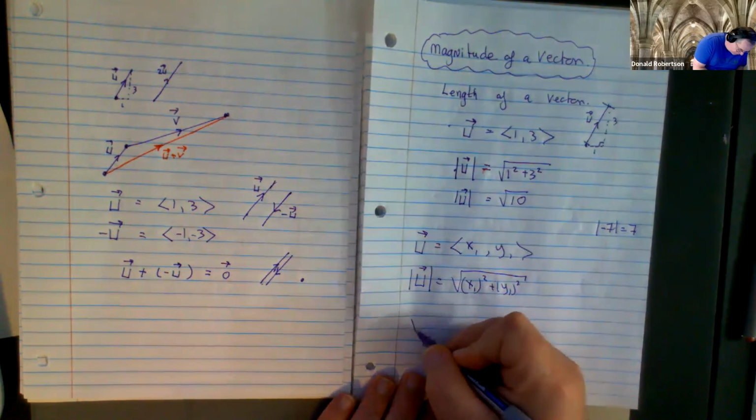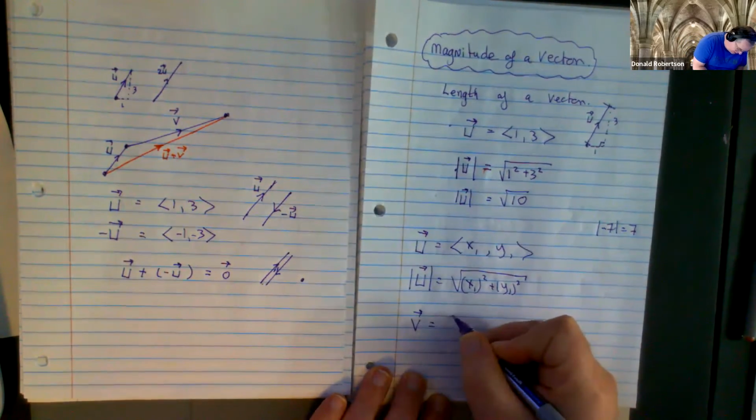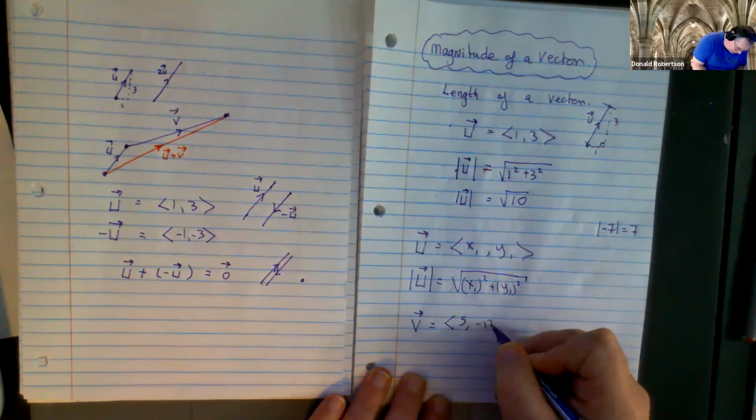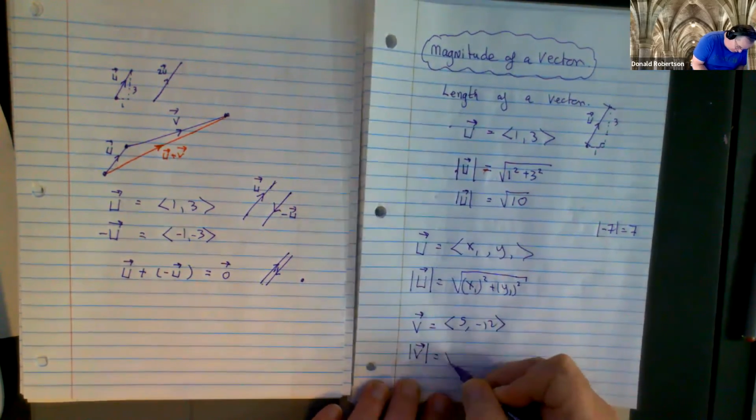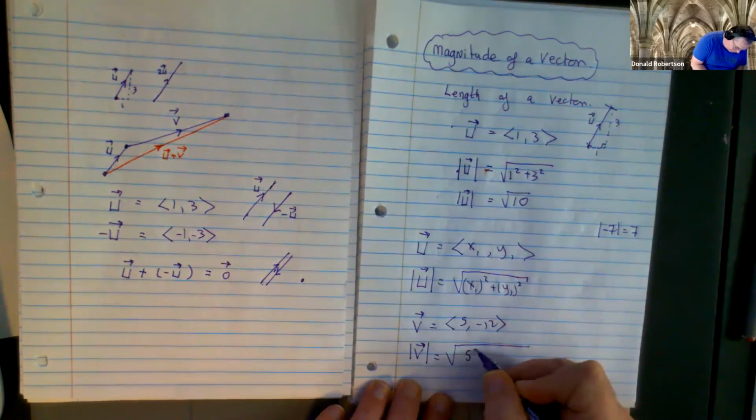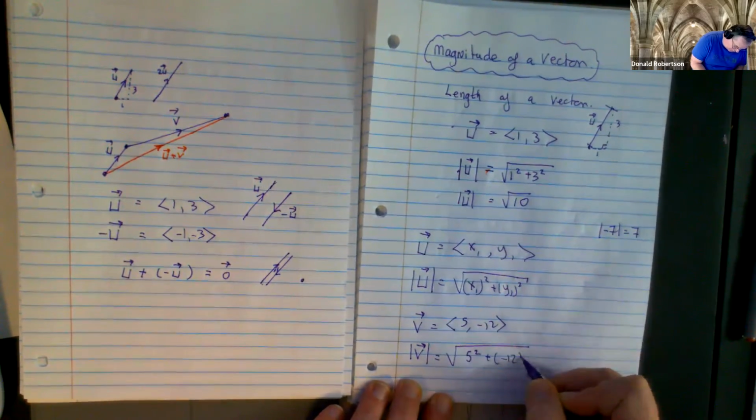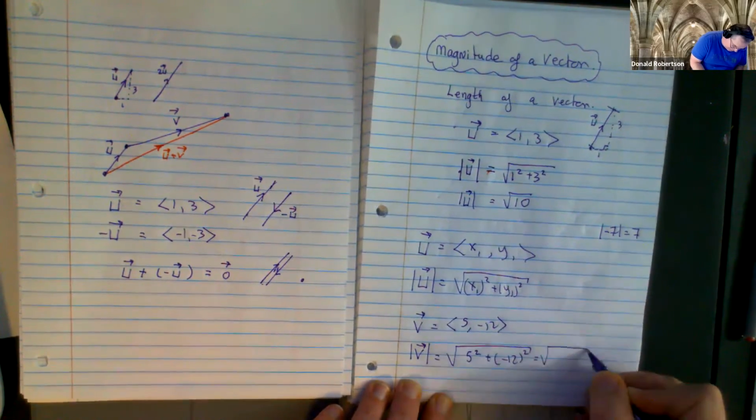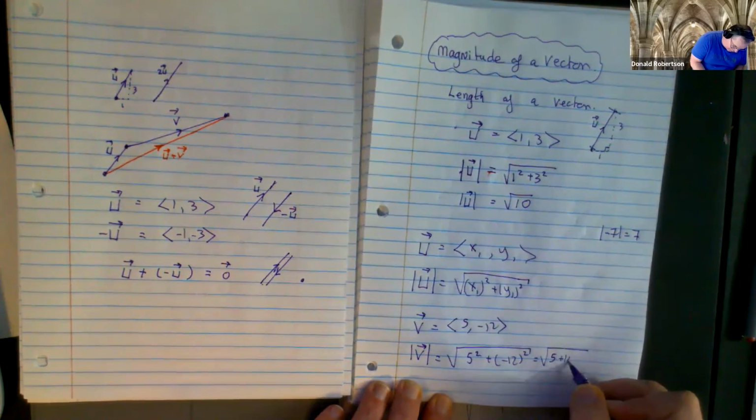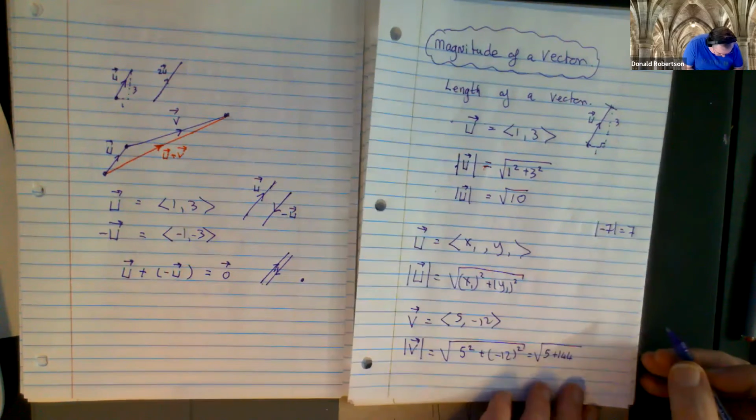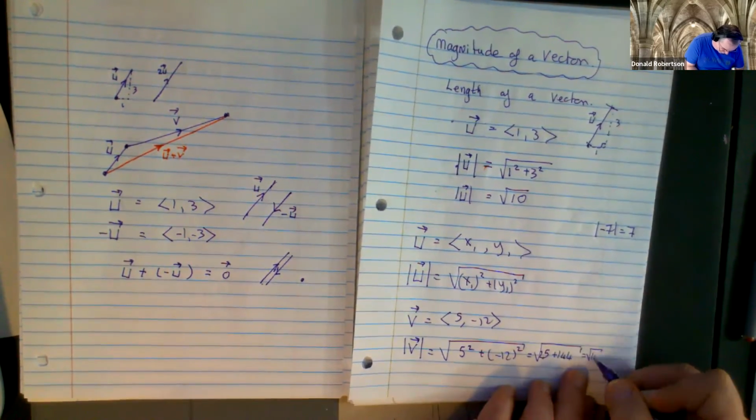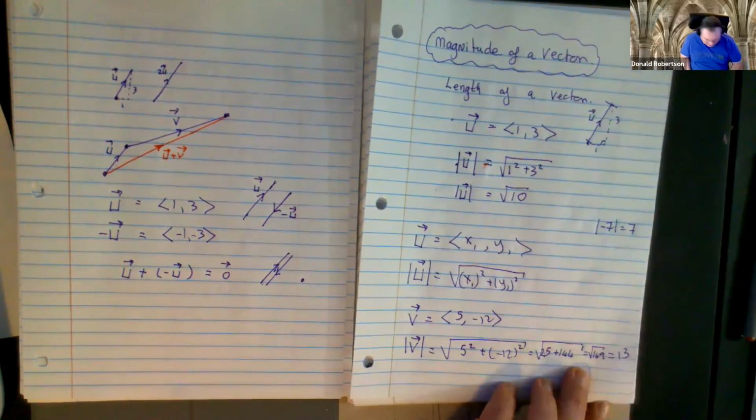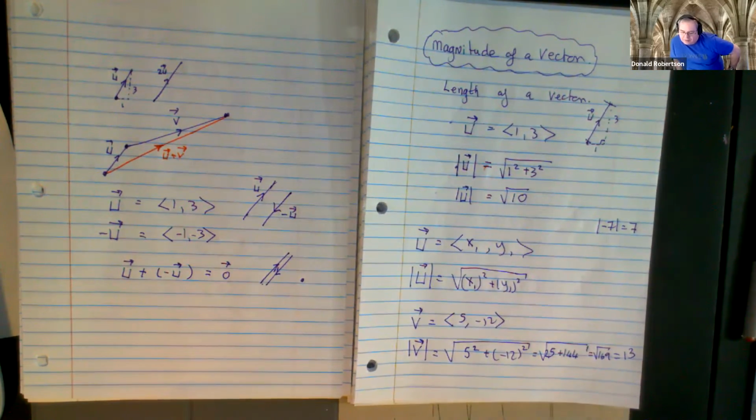Well, let's pick another vector. The vector v is <5, -12>. If I ask you to find the magnitude of v, you're going to do the square root of 5 squared plus -12 squared, which is 25 plus 144, which is 169, which is actually 13. Are we cool with that?